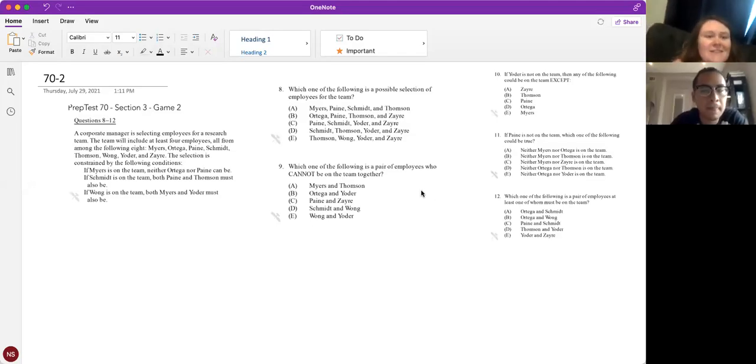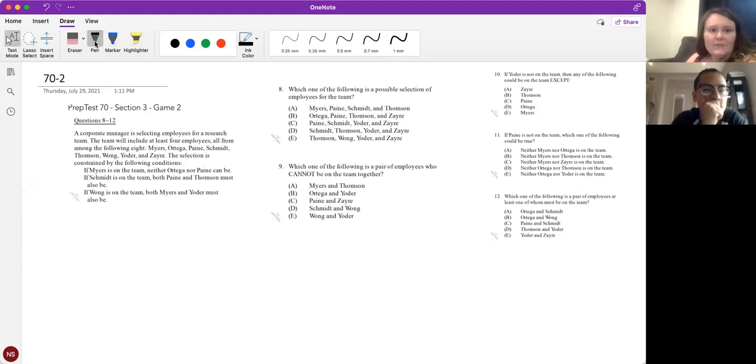All right. So this game says a corporate manager is selecting employees for a research team. The team will include at least 4 employees, all from among the following 8. So far we know that there's going to be at least 4 employees out of 8, but there could be more, right? So far. All right, and then we have our employees.